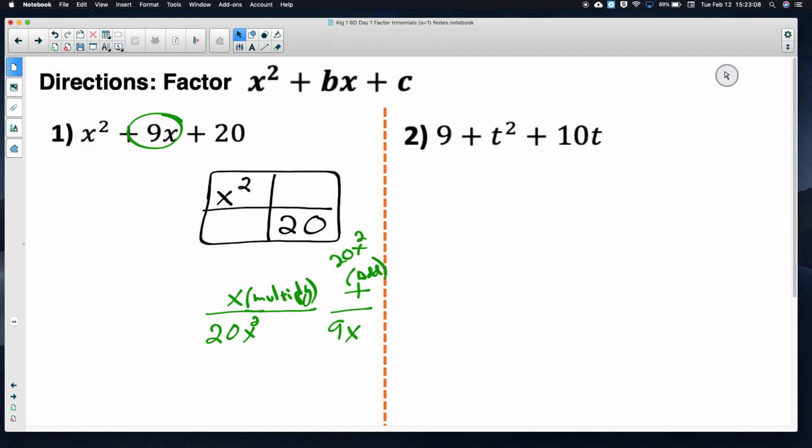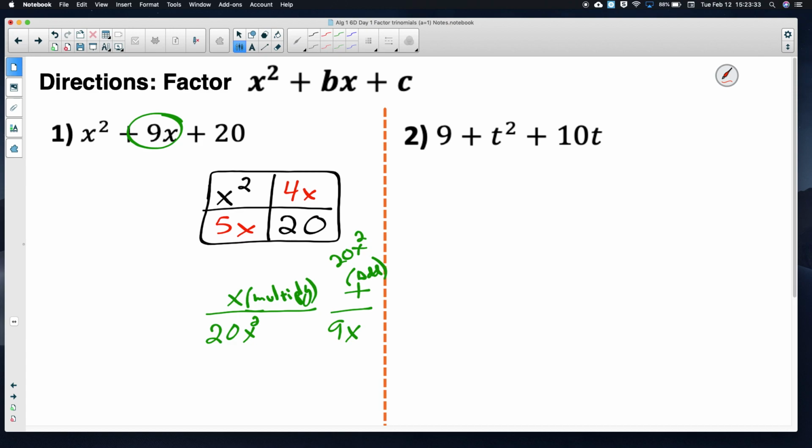So this is where those number diamonds are going to come into play. What two numbers multiply to give me 20x squared and add to give me 9x? Well, after some thought, I can come up with those numbers being 4x and 5x, right? Because 4x plus 5x equals 9x, and 4x times 5x gives me 20x squared.